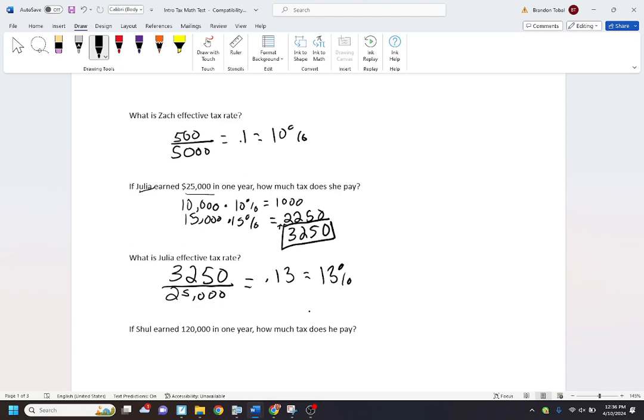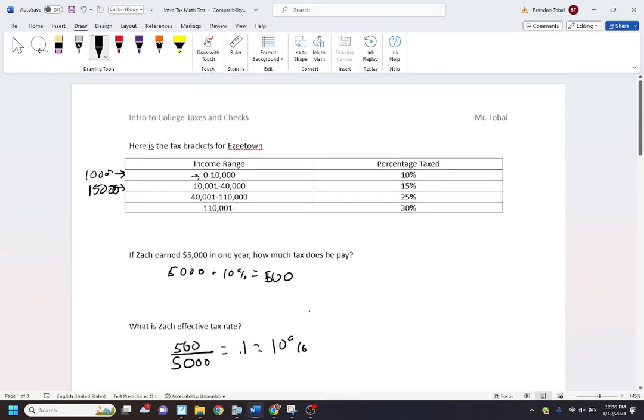So let's do that. Okay, Shul makes 120,000, okay? So he makes 120,000 in this case, okay?